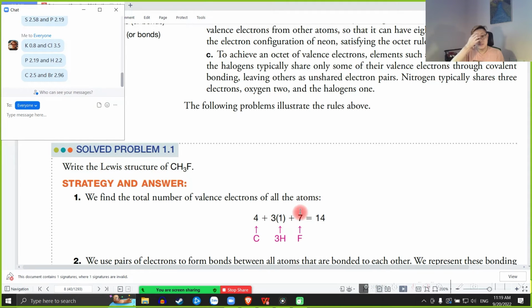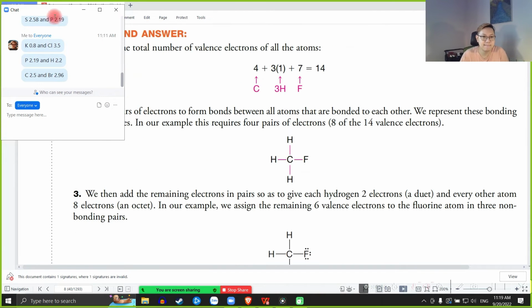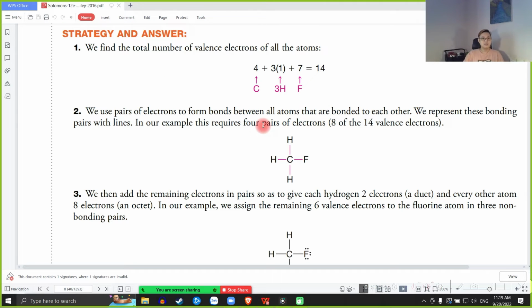Write the Lewis structure of CH3F. So we have a strategy here. First, we find the total number of valence electrons of all the atoms. So C is 4, H is 1, but there are 3 of them, 4 plus 3 times 1. F is 7. So all of them together, we have 14 valence electrons to begin with.